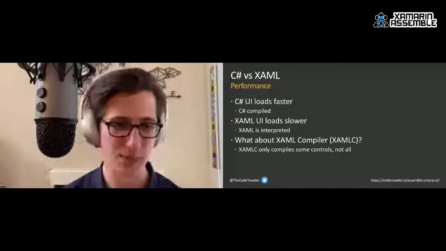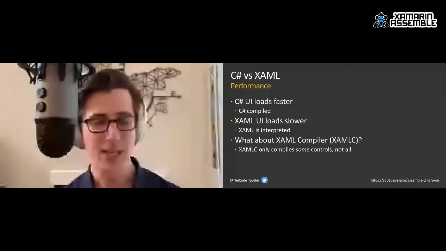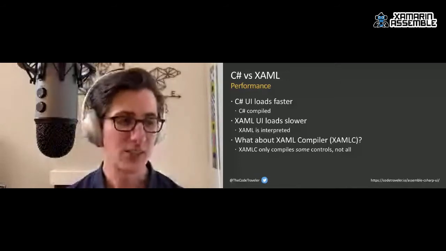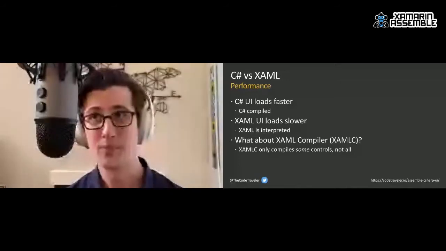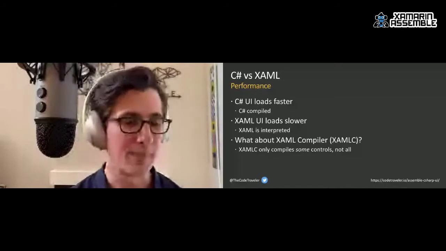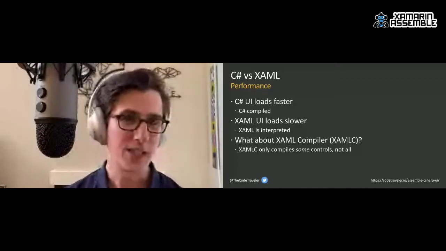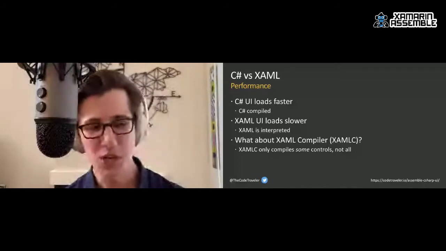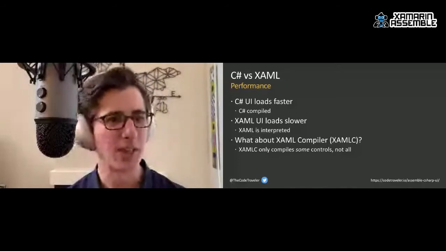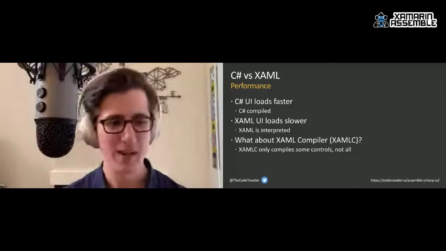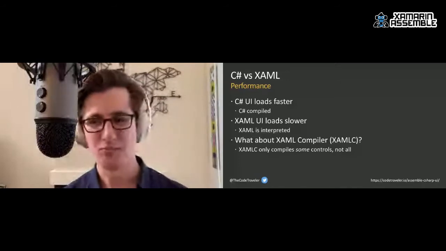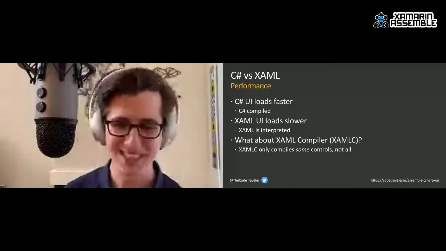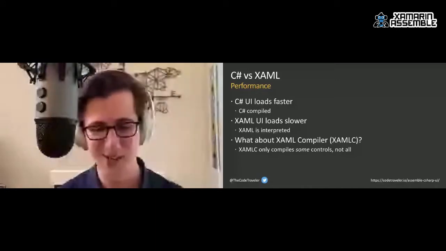So dramatic improvement. But XAML C only compiles some of the XAML, not all of it. And so there always will be some bits interpreted at runtime. Now, are we talking about drastic performance difference? No, with XAML C, it's pretty close. C# still a little bit faster, but if you don't have any performance problems with your XAML right now, that's okay. Like I said, keep using it. It's still a great option.